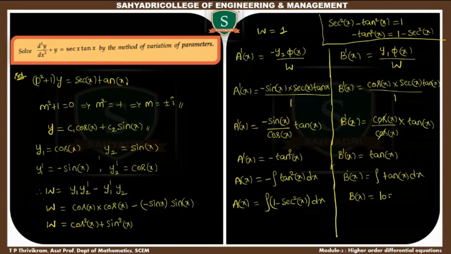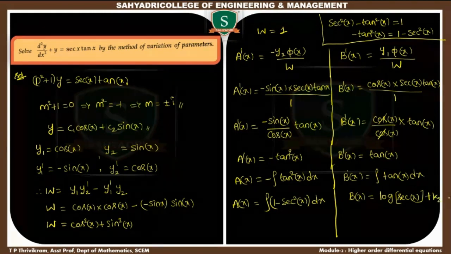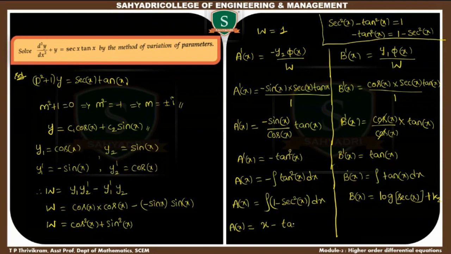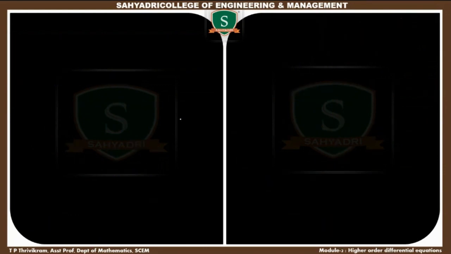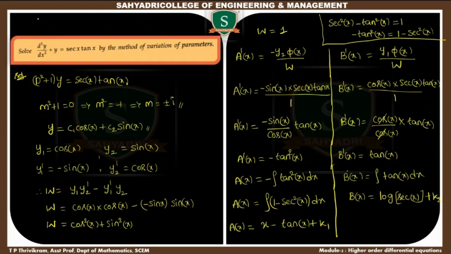It is log of secant x, plus k2. So a of x is equal to integration of 1 dx, which is x, minus integration of secant square x, which is tan x, plus k1, where k1 and k2 are integrating constants. So a of x we got and b of x we got.